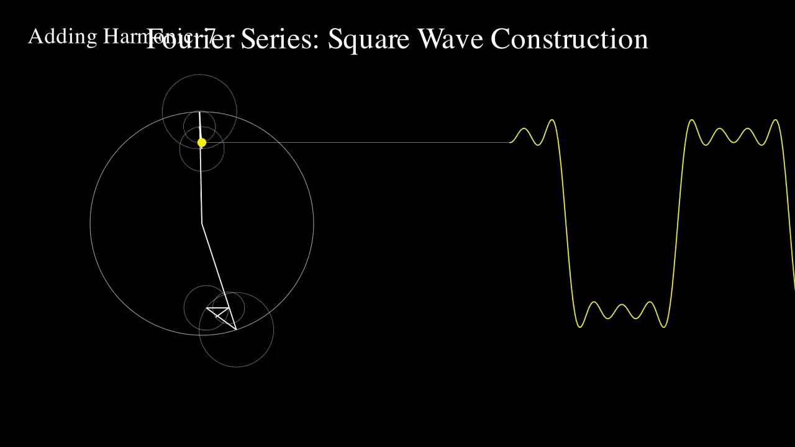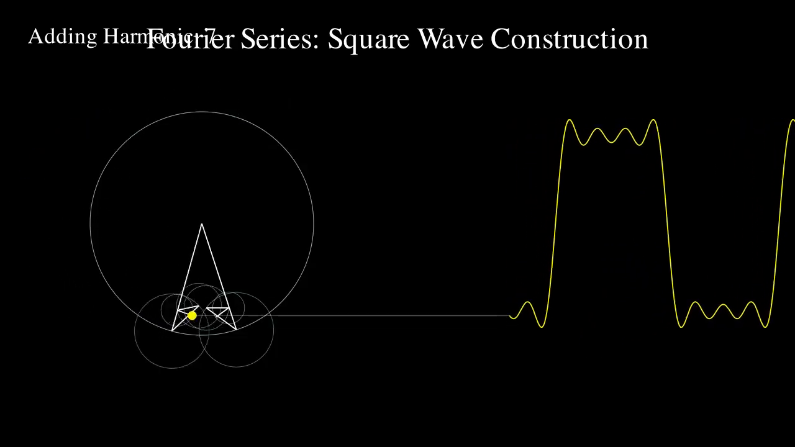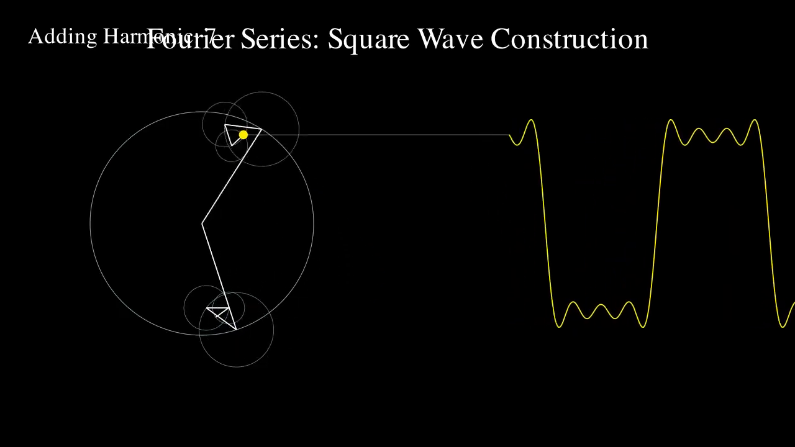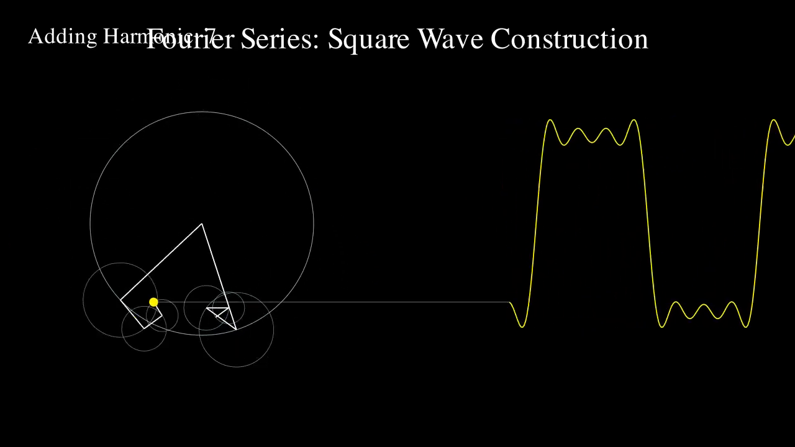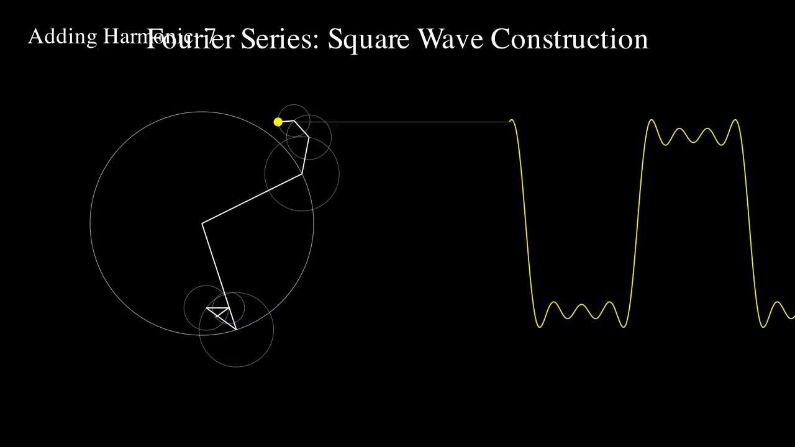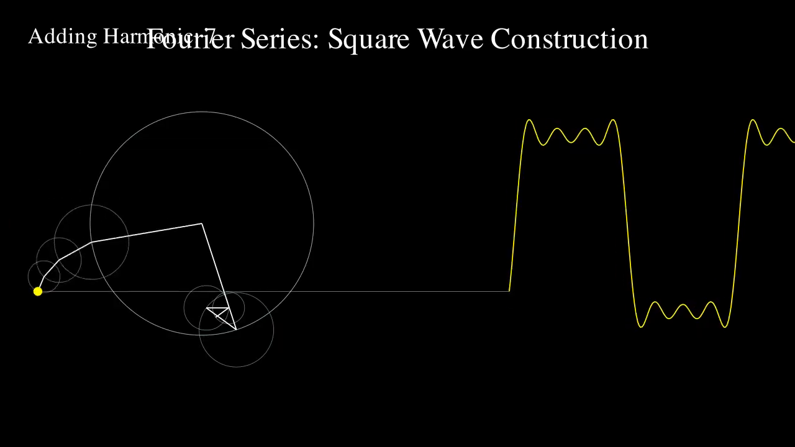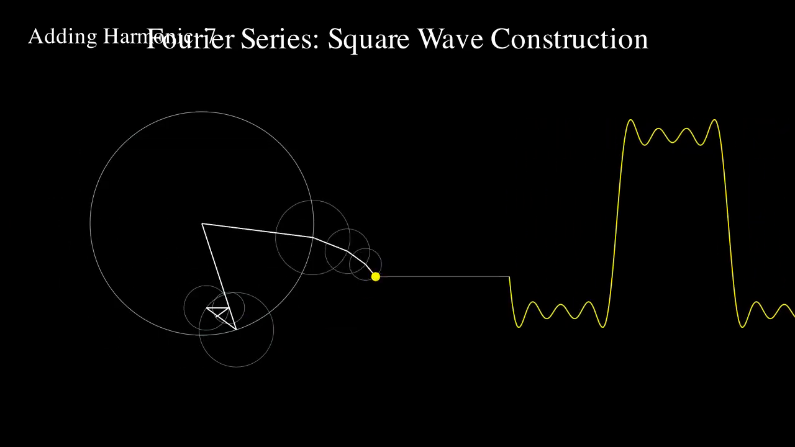The Gibbs phenomenon becomes visible. Those little overshoot spikes at the corners of the square wave. These are mathematically unavoidable in a finite series, but they get squeezed tighter as we add more terms.